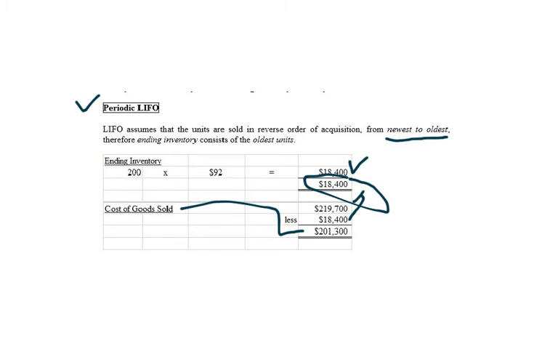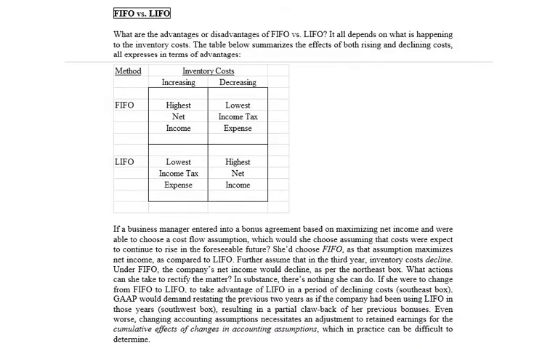Now, before we go to the third one, the average cost, we've got to do a comparative analysis of FIFO and LIFO because there's some advantages or potentially disadvantages of those. But I phrase everything in terms of advantages here in this table. All we care about is FIFO versus LIFO because there's no advantage or disadvantage to the average cost because we're just averaging everything. So I frame this in terms of a scenario where we have a business manager who enters into a bonus agreement based on maximizing net income, and they're able to choose cost flow assumptions. Which should we choose, assuming costs are expected to continue to rise in the foreseeable future?